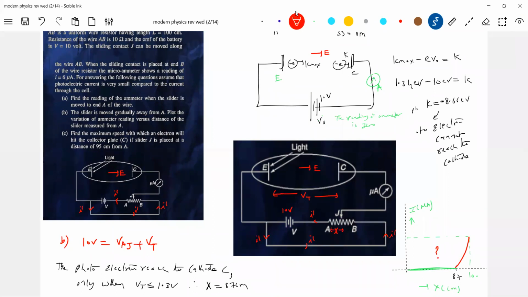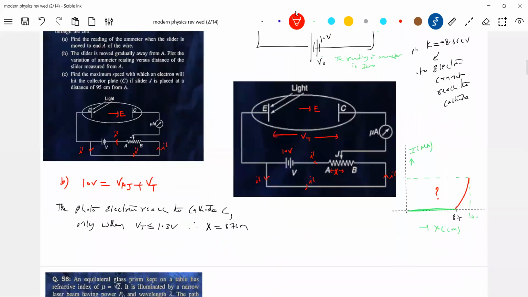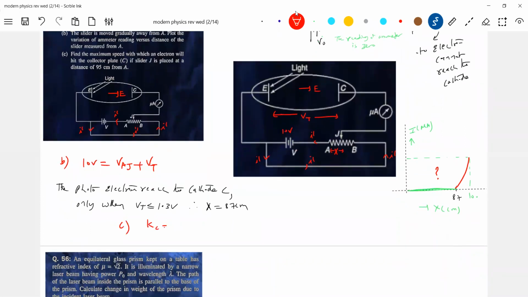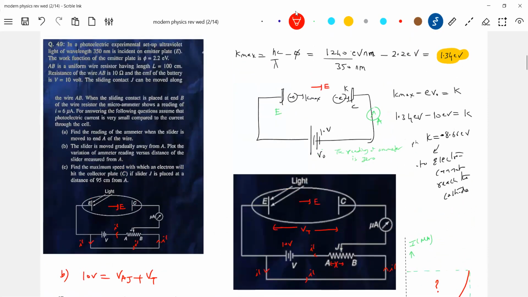Anybody who wants to go further: find the maximum speed with which an electron will hit the collector plate if the slider J is placed at a distance of 95 centimeter from A. Okay, 95 centimeter means 0.5 volt will be there. So Kmax minus 0.5 electron volt, I'll subtract, option C. 1.3 electron volt minus 0.5 electron volt. How much was it? 1.34, no?